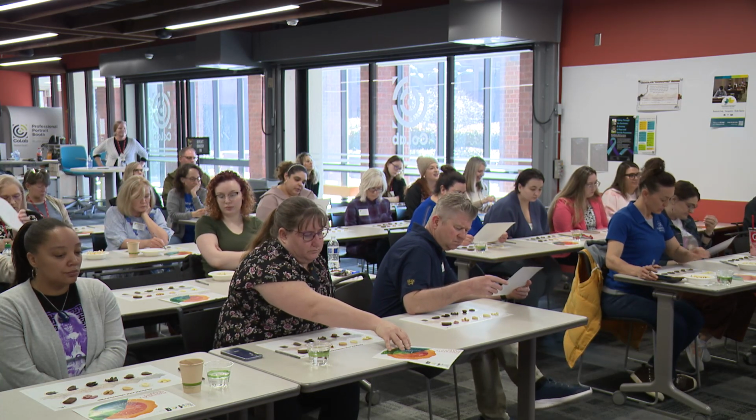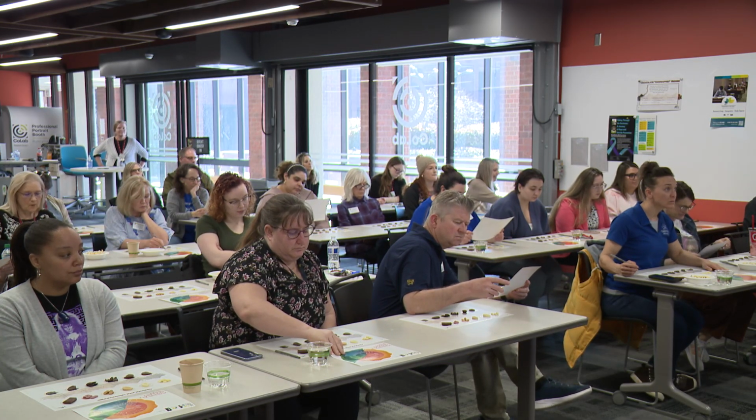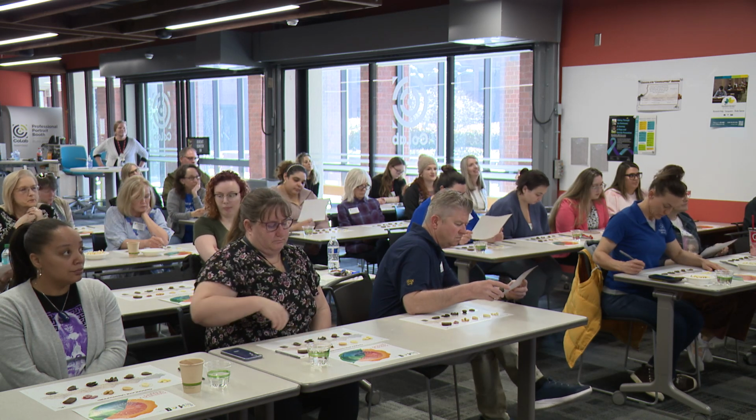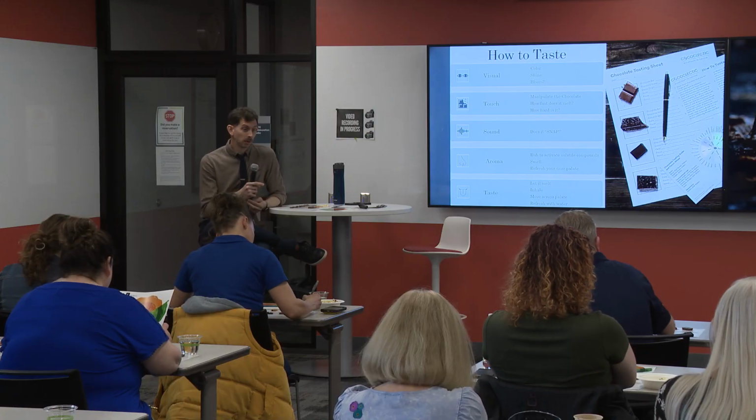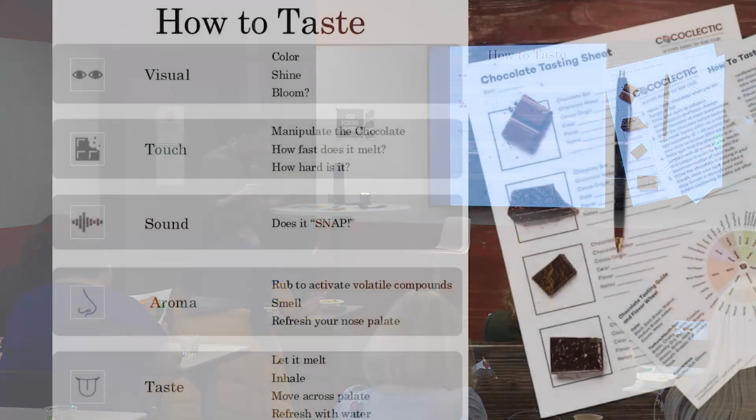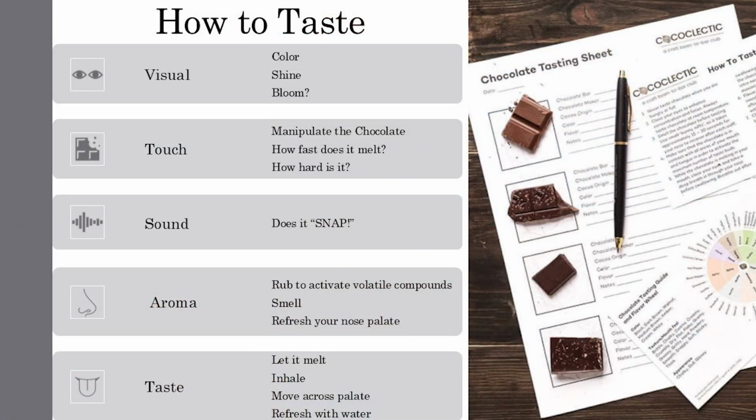But we're looking at color. We're looking at shine. And shine is typically going to come from the tempering process and how well it was tempered. A lot of these aren't necessarily going to be super shiny because they've been packed in bags and they bump into each other and get kind of roughed up. That's why it looks kind of scuffed up. And then you may also look for bloom.